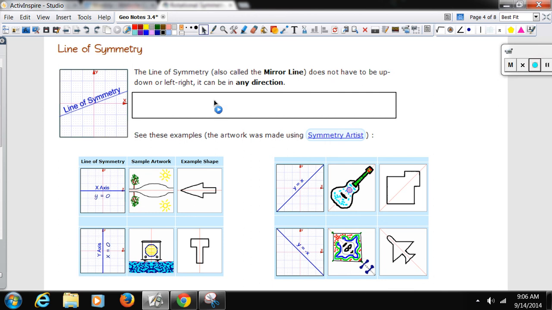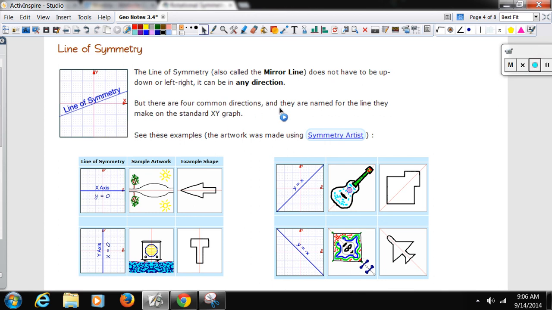That's line of symmetry. There are 4 common directions, and they are named for the line they make in the standard XY graph. So y equals 0 is your x-axis, x equals 0 is your y-axis, y equals x, and y equals negative x. Those are the 4 common ones. I mean, you can pause it if you need to.